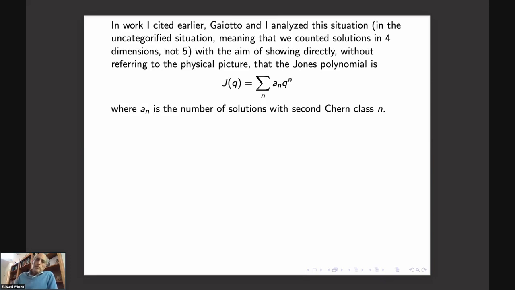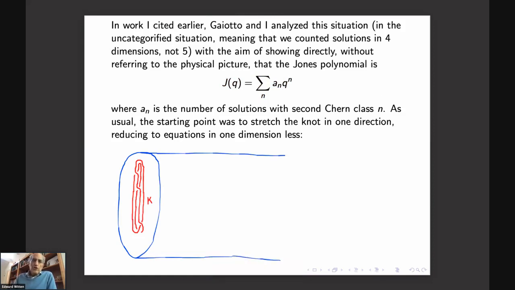But the only possible strategy that I've worked on was in the work with Gaiotto that I mentioned before. I'll mention a paper later where others extended it to 5 dimensions, but Gaiotto and I were in 4 dimensions. We tried to show directly, without referring to the physical picture, that the Jones polynomial can be written like so, where a_n is the number of solutions with second Chern class n for the KW equations.